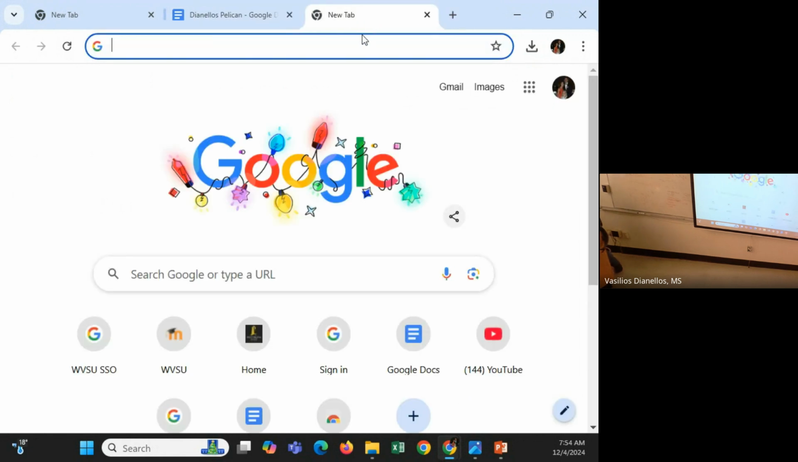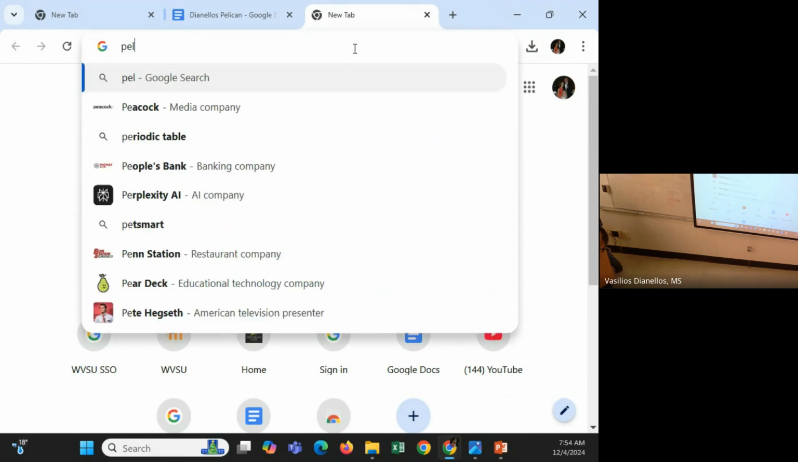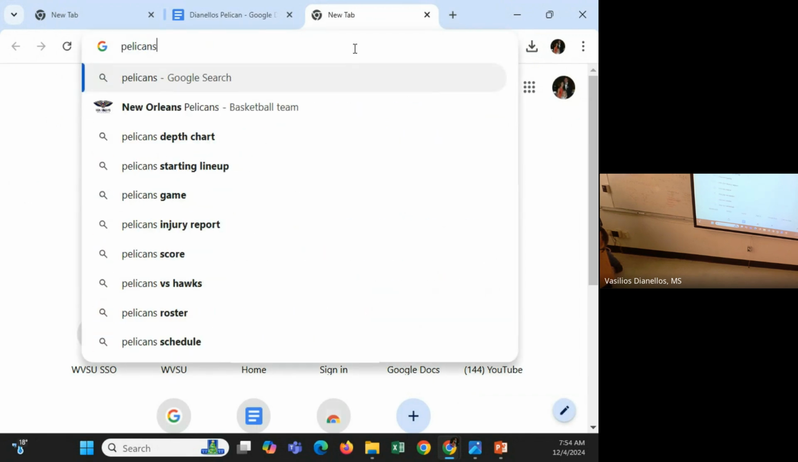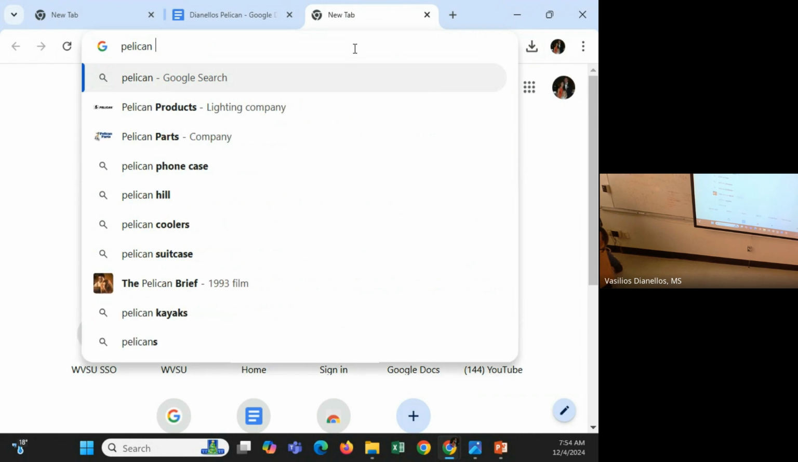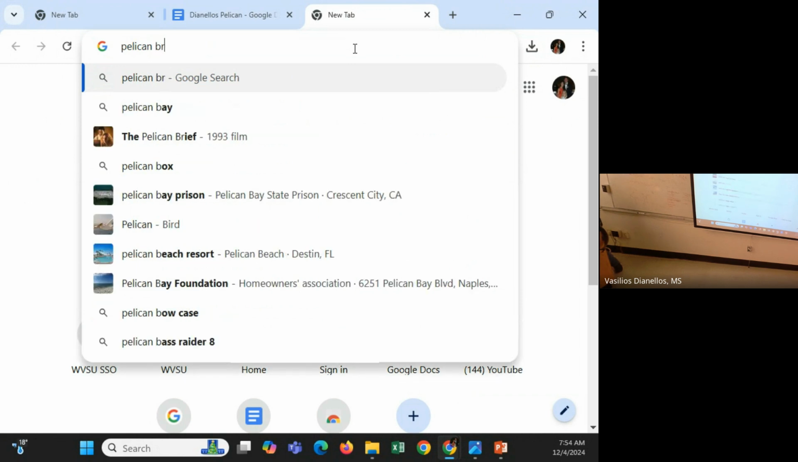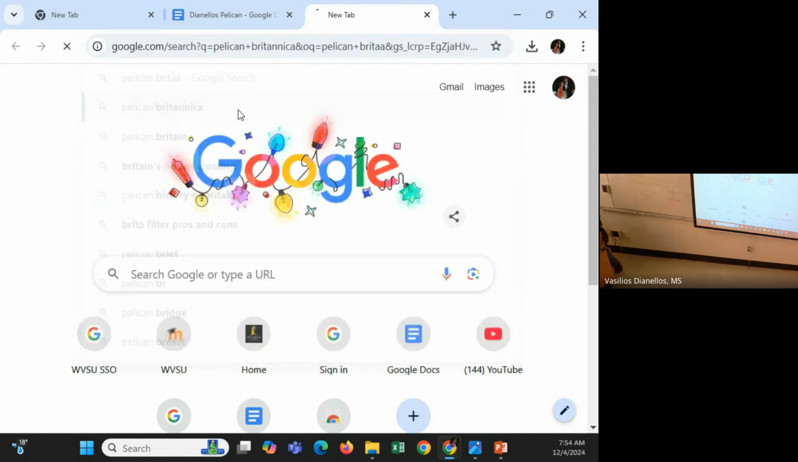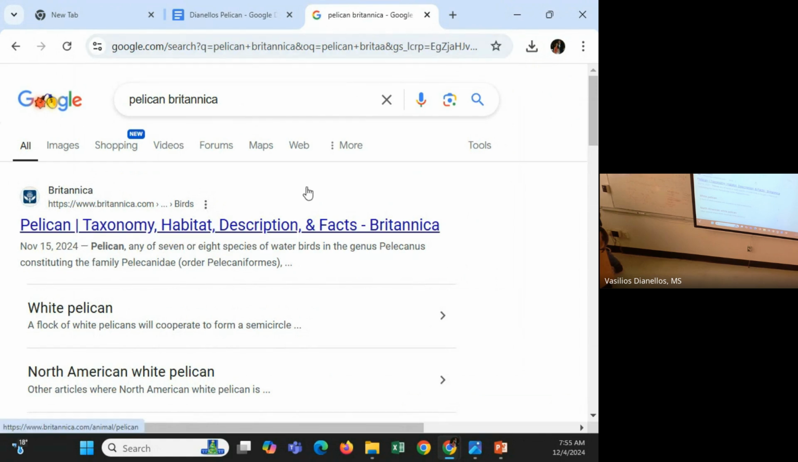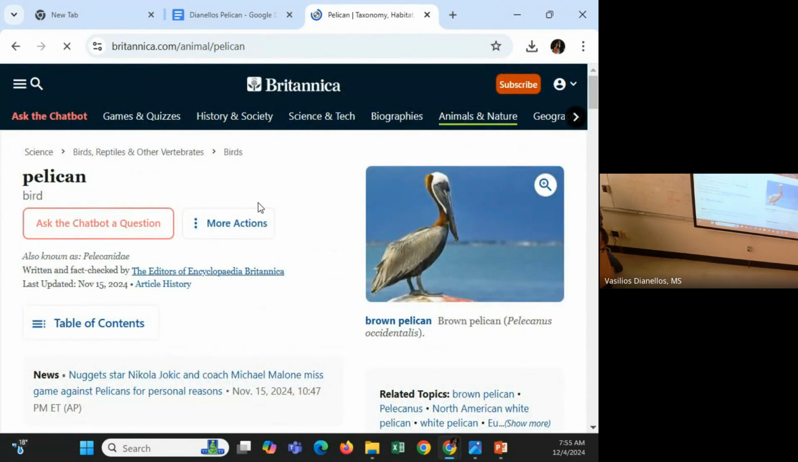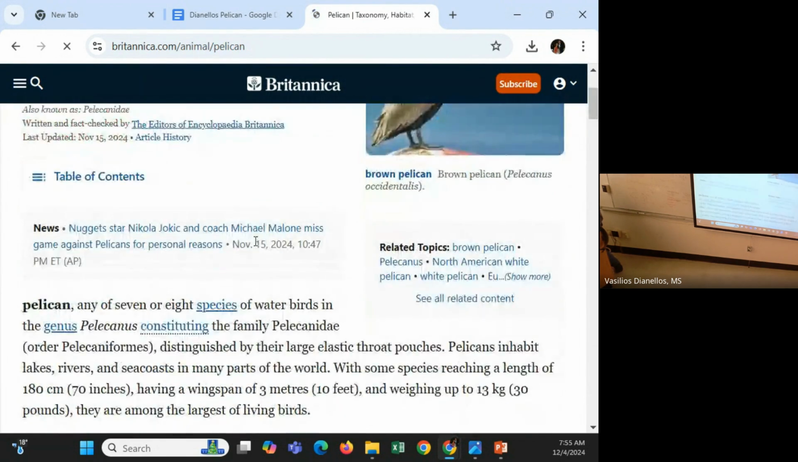And another thing you could do is this, right? So let's say, again, you're writing a paper about pelicans. Pelicans, Britannica. Yeah, there we go. That's an encyclopedia. So anyway, here you go. We got this article here about pelicans. You could just take notes, right? Instead of writing sentences, you just take notes.